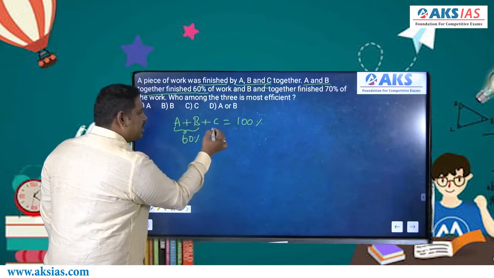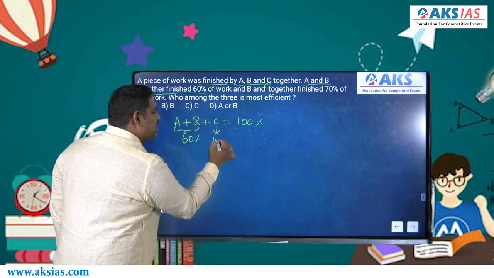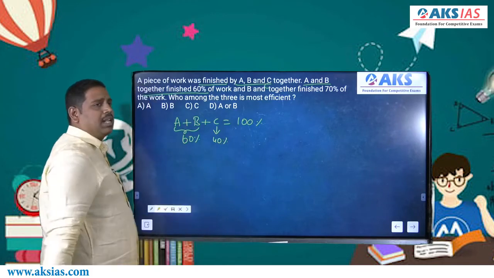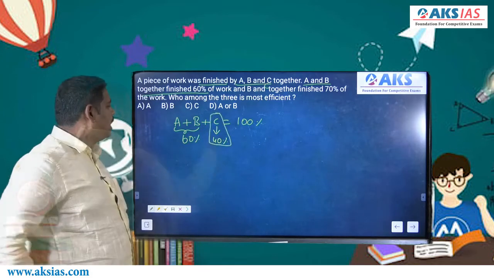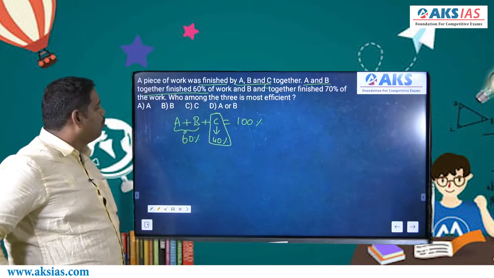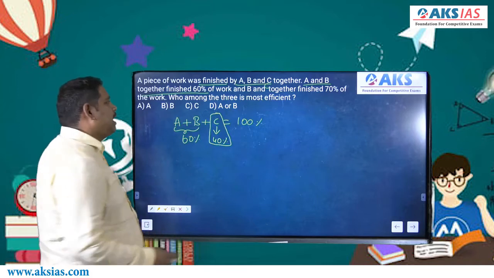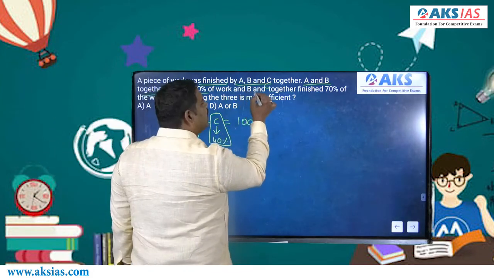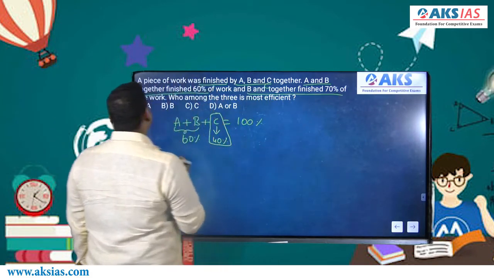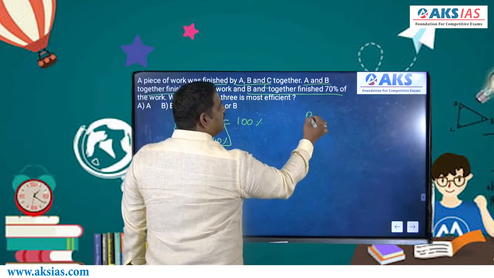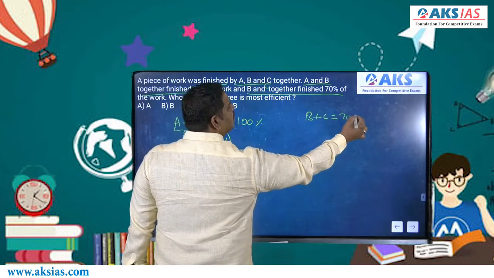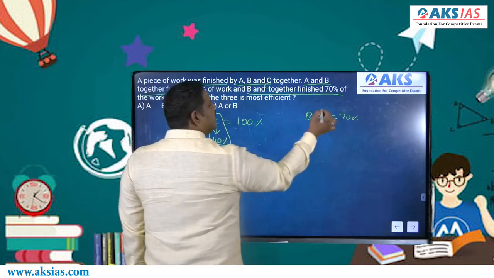A, B 60%, sir. That means the remaining 40% is done by C alone. Is it correct? Okay. In this problem, C has the capacity to do 40% of the work. Next statement. B and C together completed 70% of the total work, right? That means B plus C completed how much percent? 70%. But I know, sir, C is 40%.